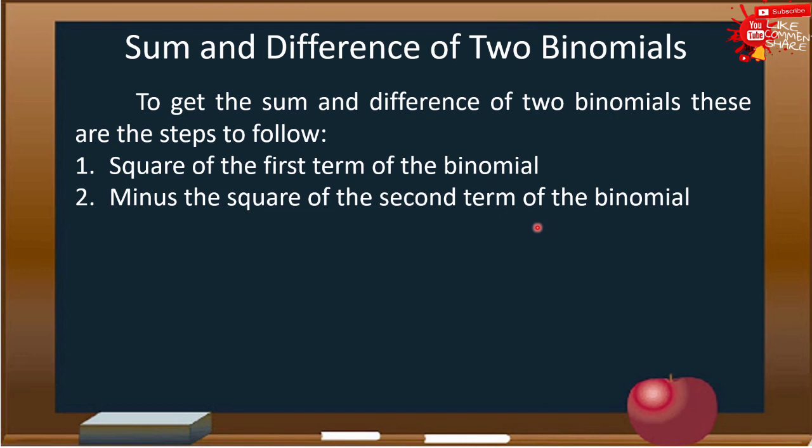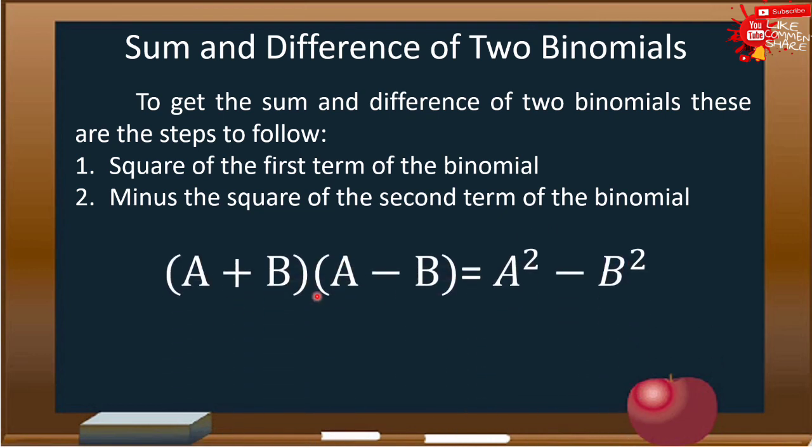Okay? So, what will it be in formula or equation? So, if we have here sum and difference, so that's why we have here A plus B. So, again, A is the first term, B is the second term. So, we have here A plus B times the quantity of A minus B. So, if we have here sum and difference of two same terms, we have here A and B, and this is sum and difference, or it can be interchanged.